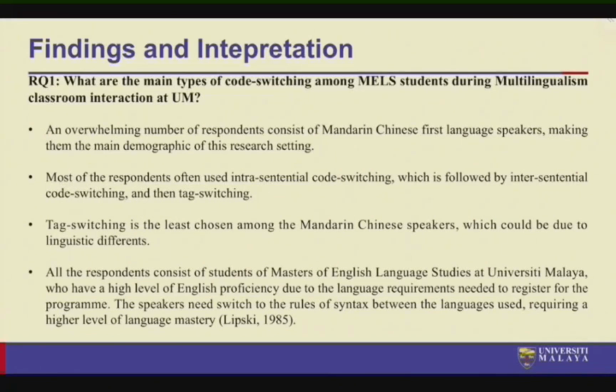All of the participants in this study are master's students in English language study at the University Malaya who possess a high level of English proficiency. This is a prerequisite for admission into the program, ensuring that all the respondents have a strong command of the language. It's worth highlighting that intrasentential code switching, the most complex form, requires speakers to adhere to the syntax rules of 2 languages. As Poplack noted, this type of switch demands a higher grade of language mastery, further underscoring the proficiency of the students in this study.